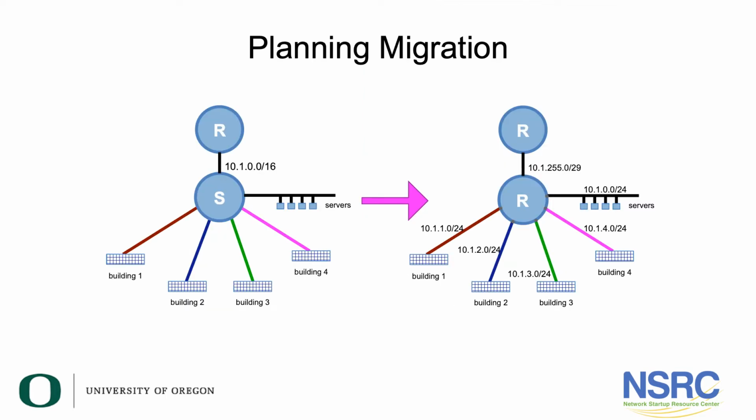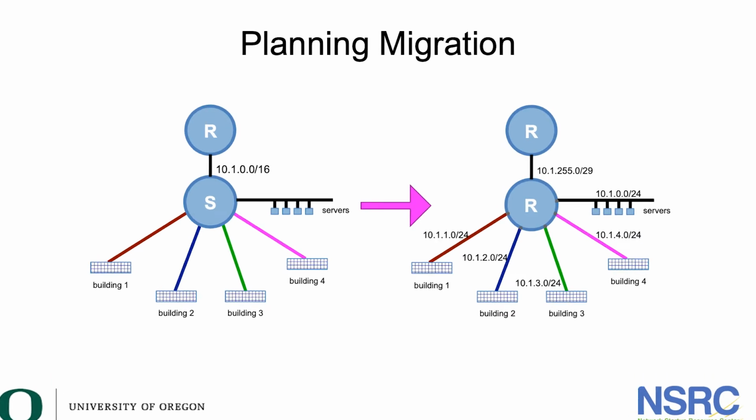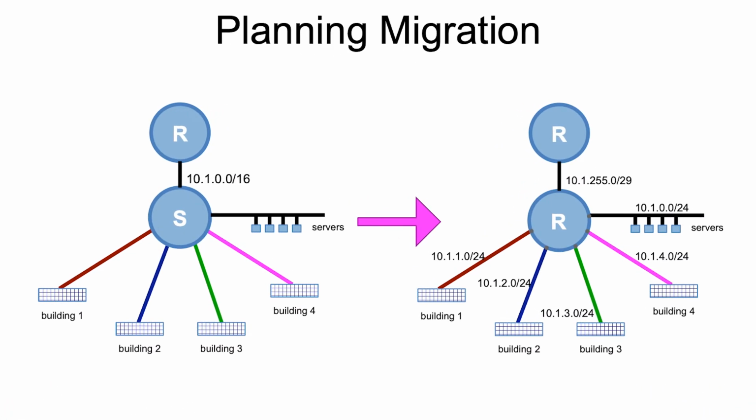So when you're starting to plan the migration, what you want to start with is something that looks like what we have on the left, where you have your border router and just a switch, and you have all these buildings, including your servers, on one subnet, to where you have a border router, a core router, and individual subnets for each building. So this is the initial state, and this will be the last state that we would like to get to.